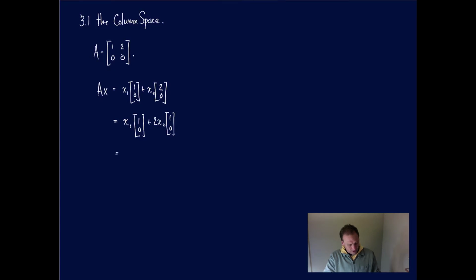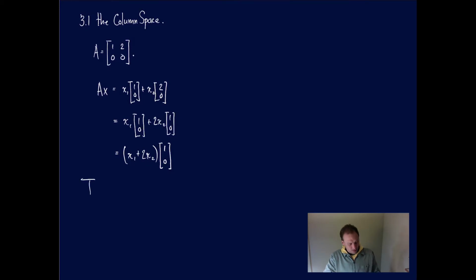Now I'm going to factor out the vector. So I have the scalar X1 plus 2X2 times the vector (1, 0). Well, what is that? That just means that the column space of A is very simply the line described by the vector (1, 0). And that is the column space.